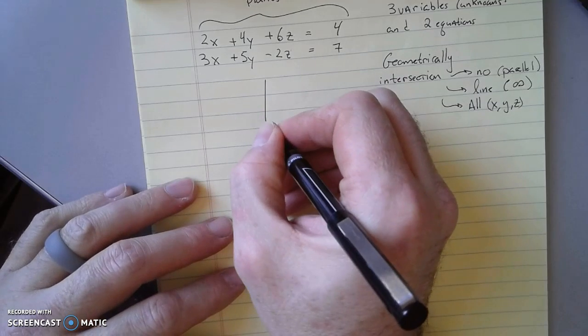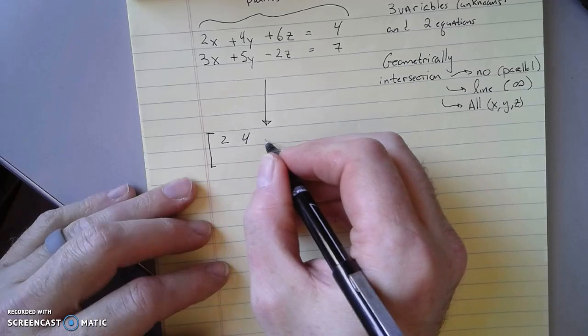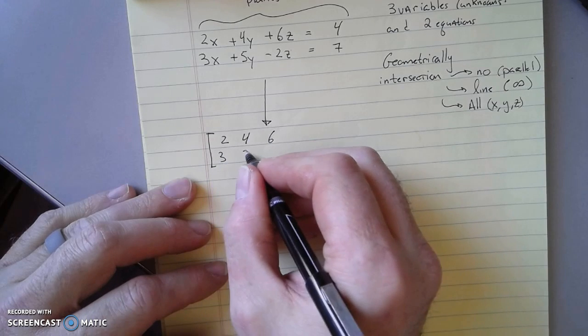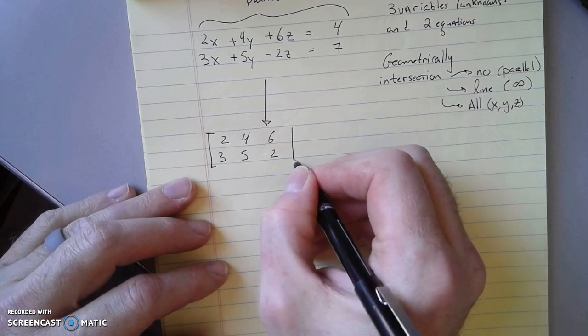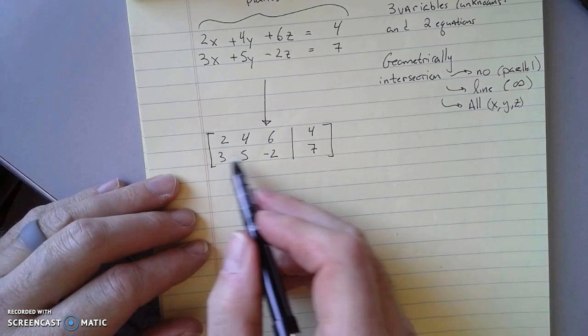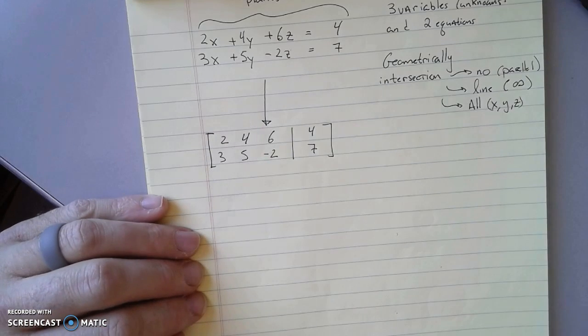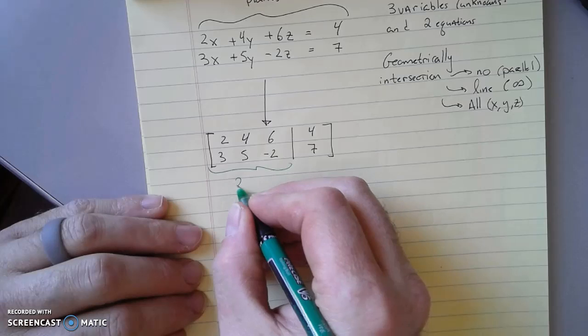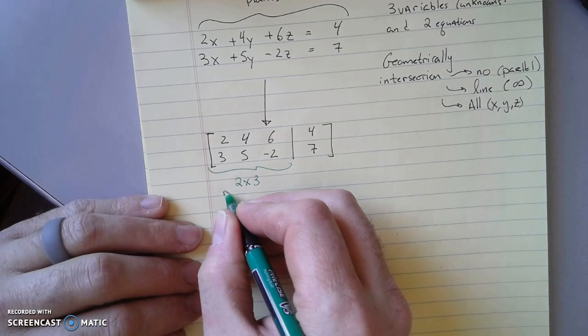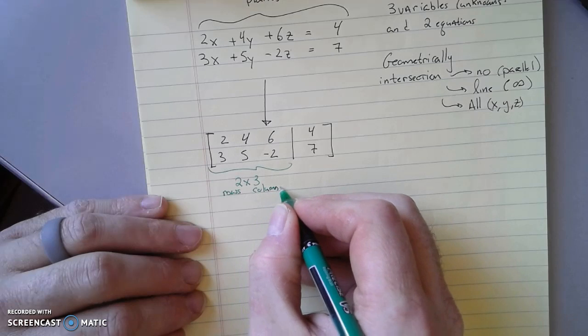Well, same first step. We're going to make an augmented matrix. It's just not going to be square anymore. So that is, this is not a 3 by 3, it's a 2 by 3. Right? So this is a 2 by 3. It's 2 rows by 3 columns.